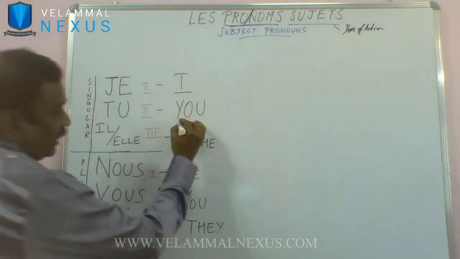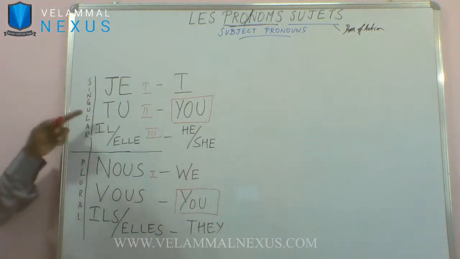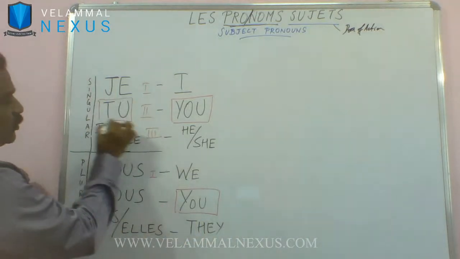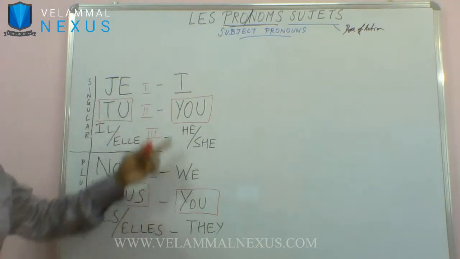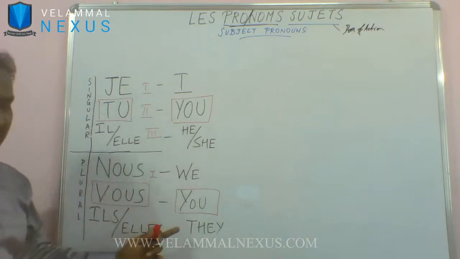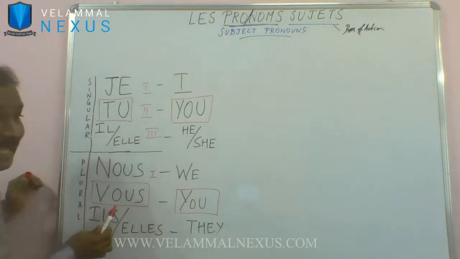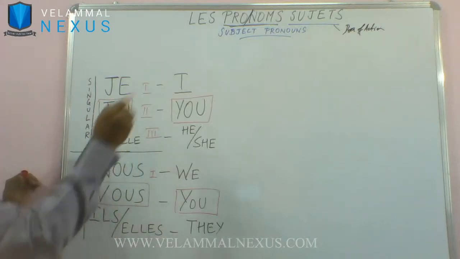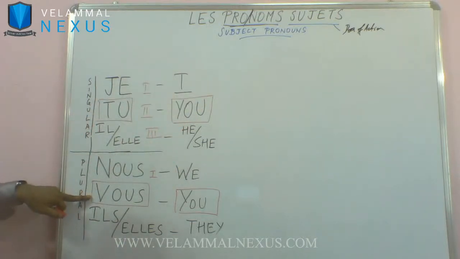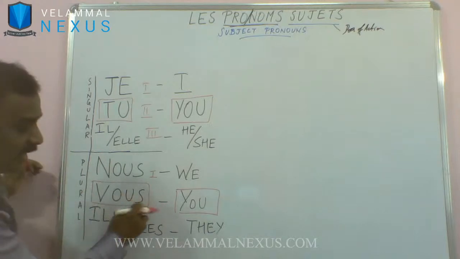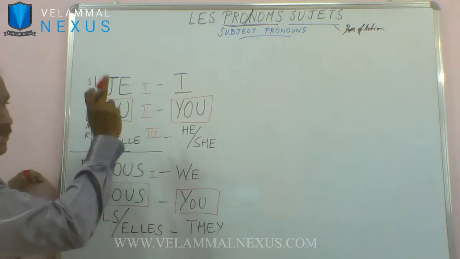Here, in English you can see you is one and the same. But in French you have two different forms. You have tu and you have vous. Why is this? In English you have the same, you. You won't know the difference in English. But in Tamil you can compare this as ni, ninga. Ni is singular, and ninga is with respect and also for plural.